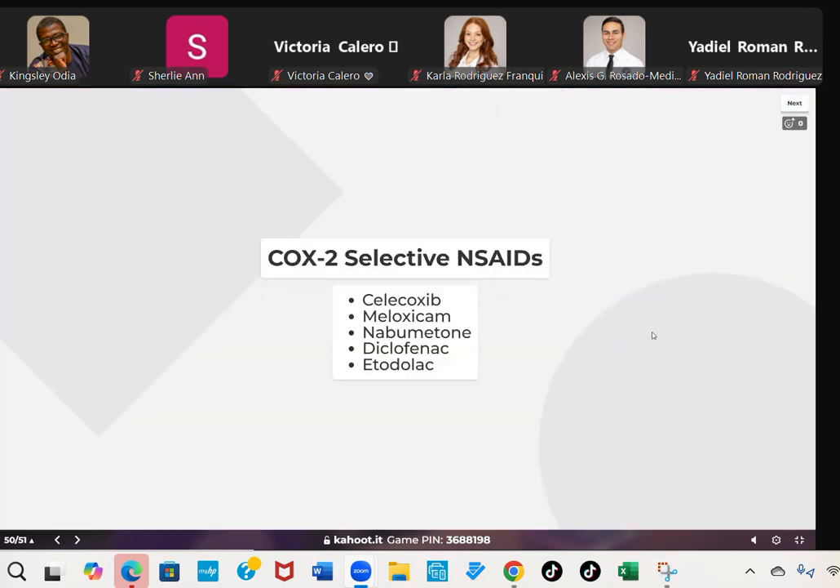All right, so COX-2 selective NSAIDs include celecoxib, meloxicam, and then these three that we hardly ever see used: nabumetone, diclofenac, and etodolac.